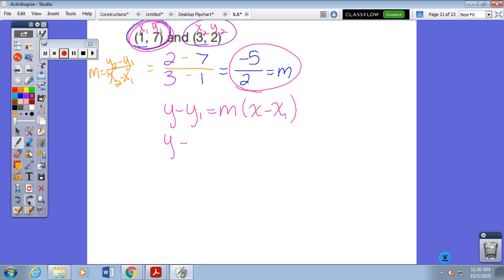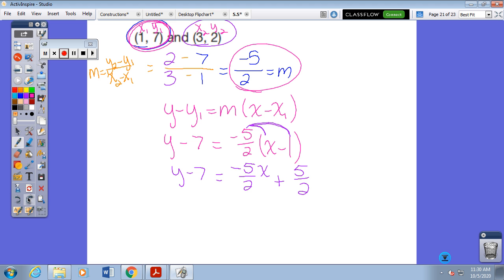So I get y minus 7 is equal to negative 5/2 times x minus 1. Check your setup there. You can go ahead and pause this if you want. I'm going to keep working through it. Okay, now we're going to distribute that negative 5/2, so y minus 7 comes down. Negative 5/2 times x is negative 5/2 x. Negative 5/2 times negative 1 is positive 5/2. Add 7 to both sides.